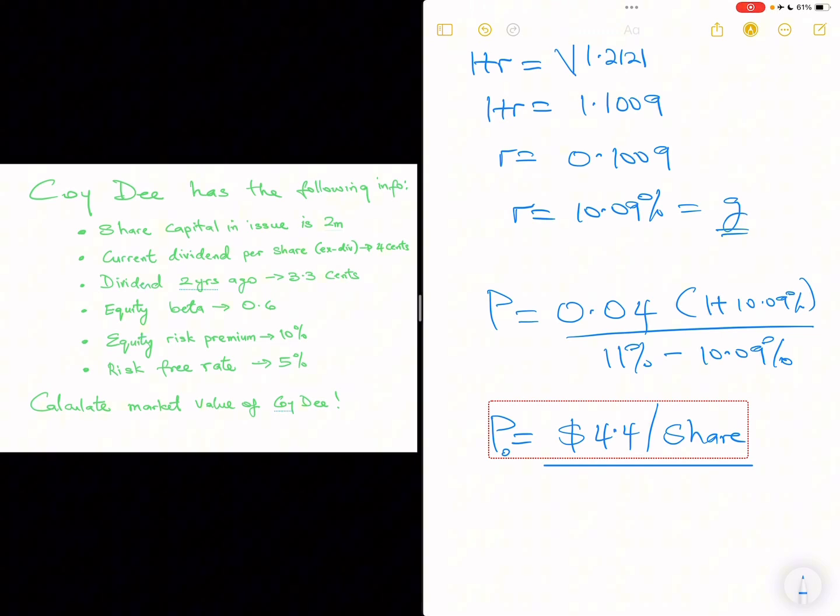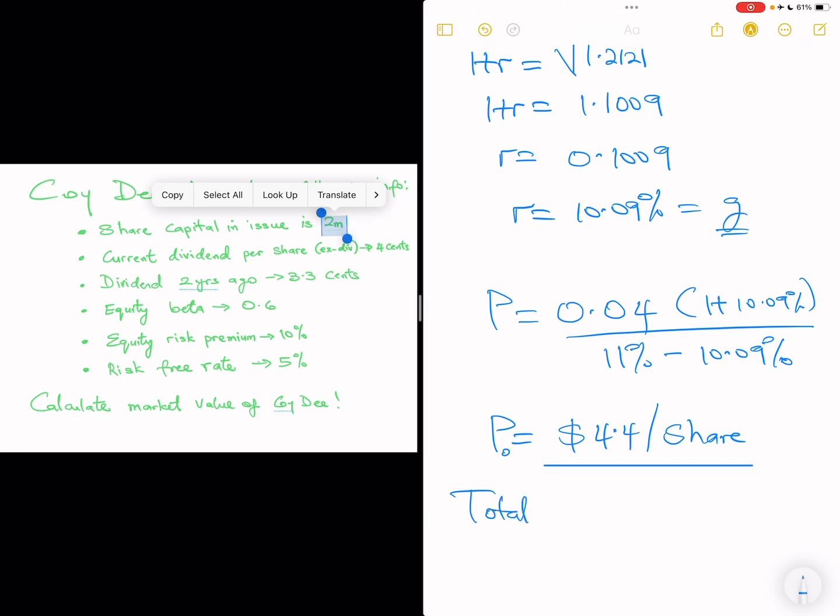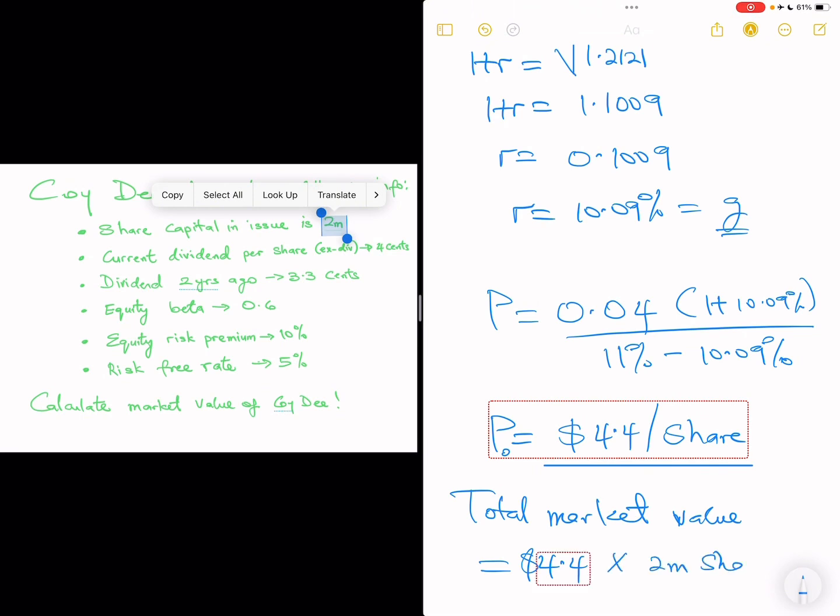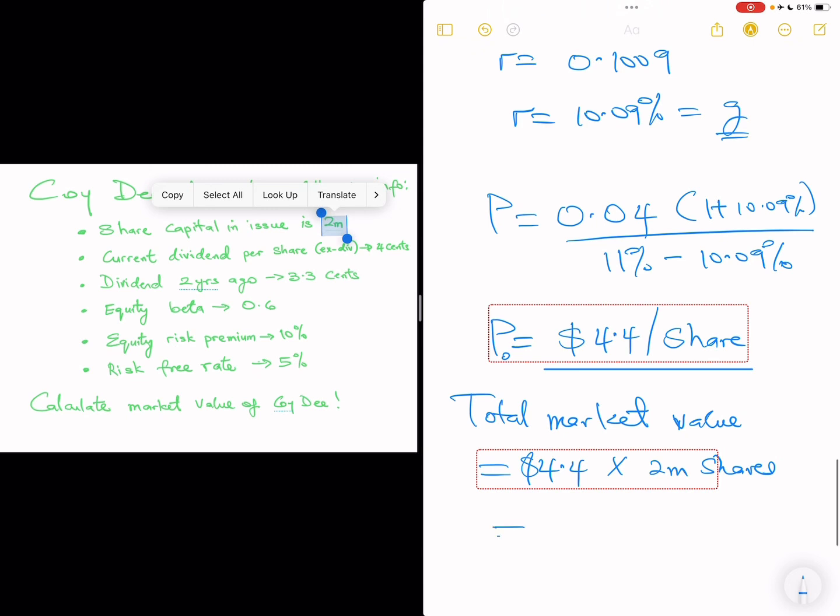But the question asks for the market value of the company. Since the question already gave us the share capital in issue of 2 million, we can get the total market value, because 2 million shares is what they have. So total market value will be price per share of 4.4 times the total number of shares, 2 million shares, and that will give us $8.8 million. And that's the value of company D. And that is it, as easy as it is.